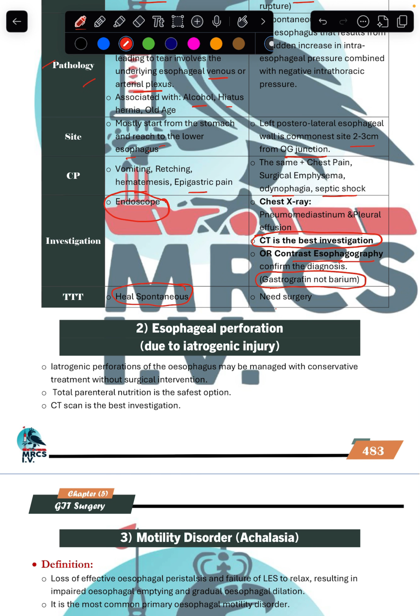Esophageal rupture can be iatrogenic, when you try to do esophagoscopy and the esophagus is perforated. Such damage is considered for treatment without surgery, with total parenteral nutrition. Whenever there is esophageal perforation, you have to go for parenteral nutrition till it heals. CT scan is best for diagnosing esophageal injury, not endoscopy here. Endoscopy can be done only in Mallory-Weiss tear.